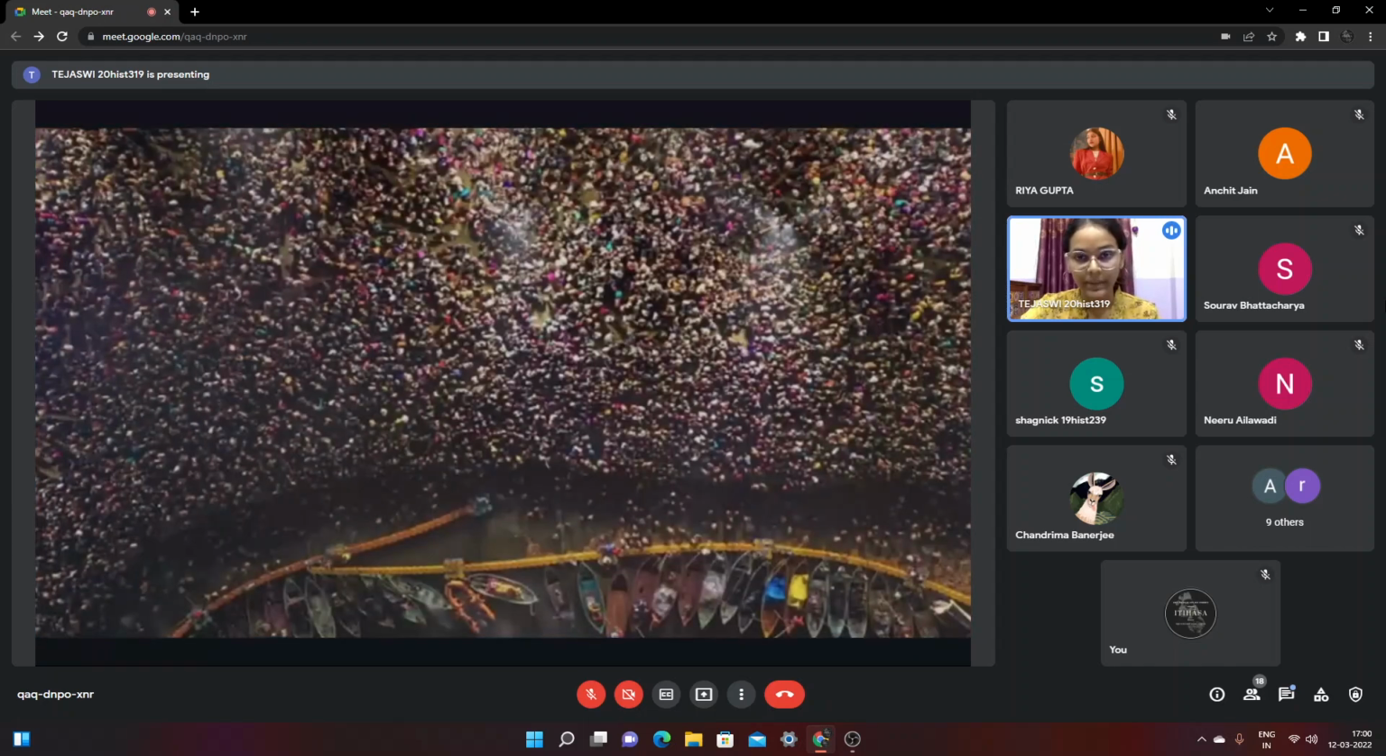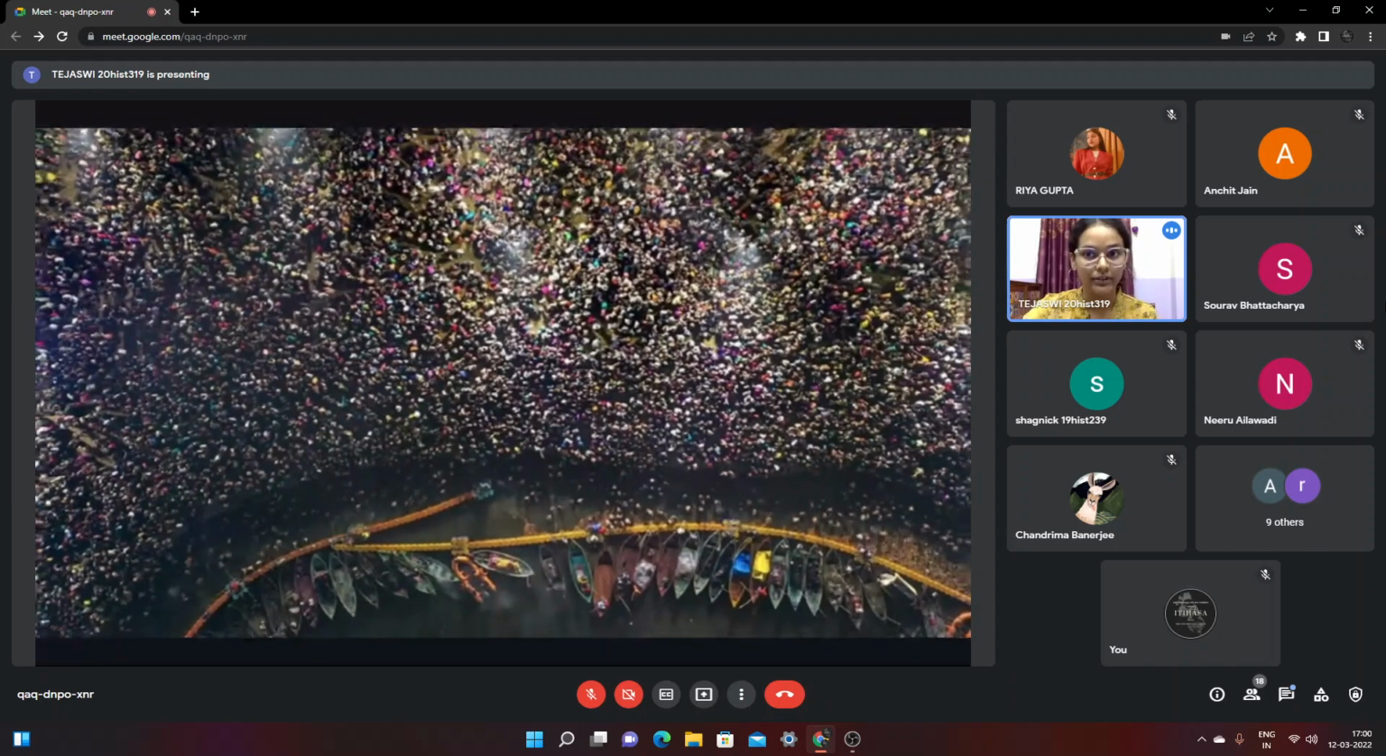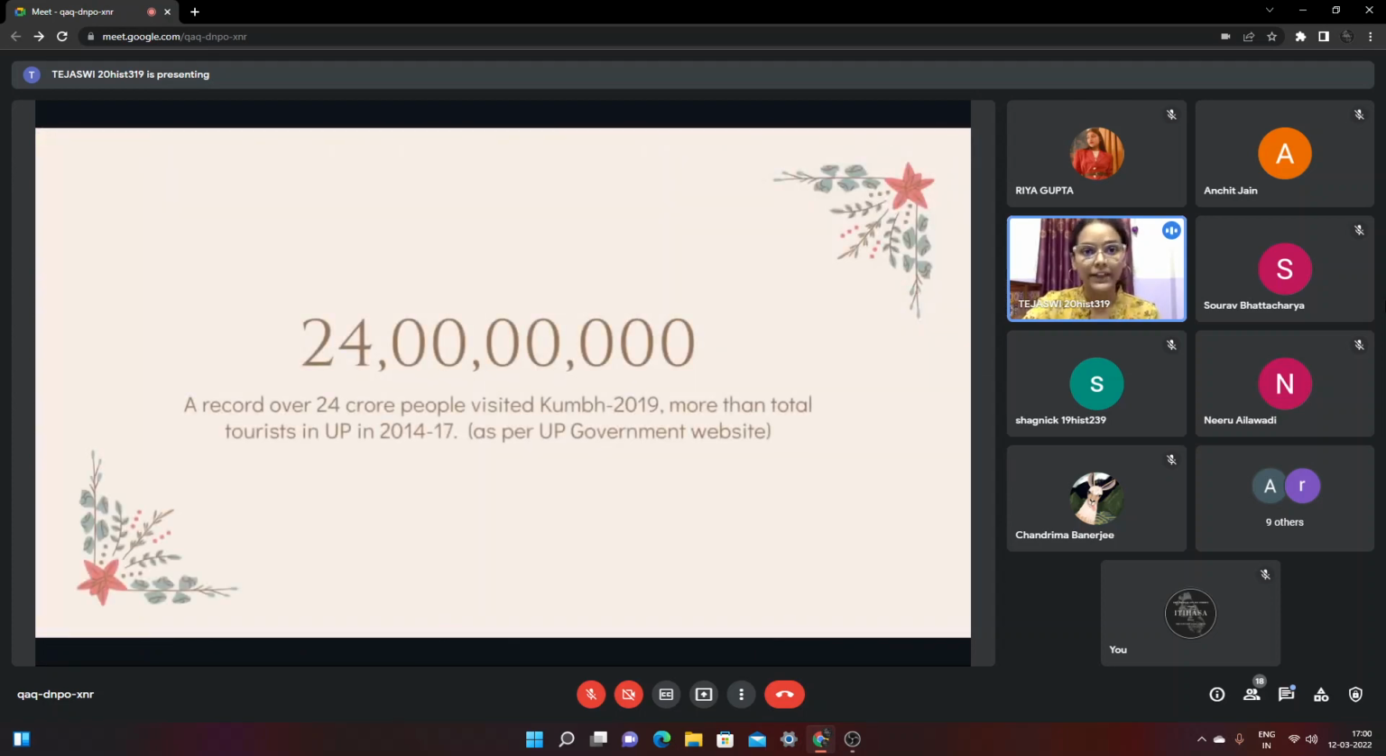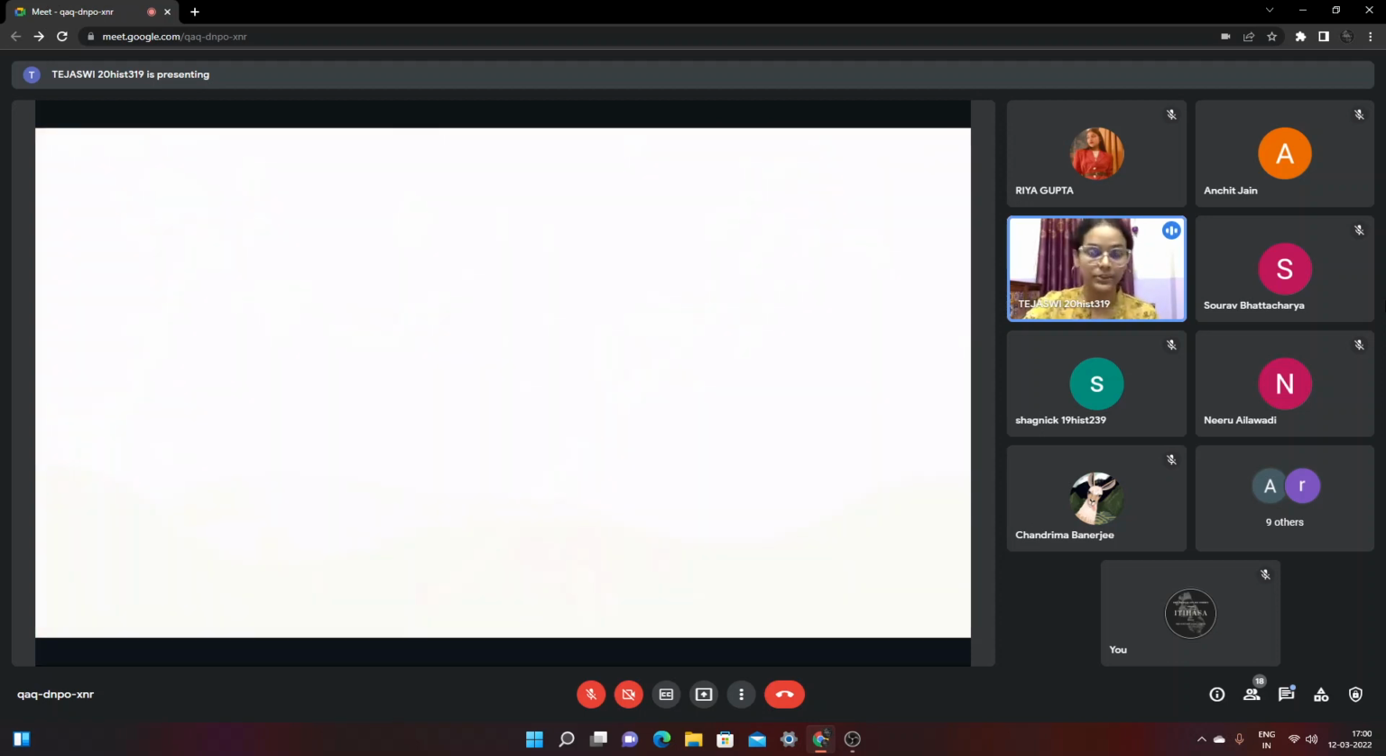So this is a picture from 2014's Kumbh Mela, and every time I'm mentioning Kumbh Mela and Sangam, I'm talking about Prayagraj only, considering there are three other Kumbh Melas. This is an aerial picture of the same, and it speaks volumes about how spiritual people are about the Mela and how many people gather to dip in the spiritual water. To add on textually is this number: over 24 crore people visited Kumbh in 2019, which is more than the total tourists in UP between 2014 and 17, as per the UP government website.